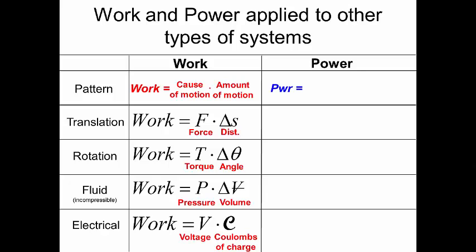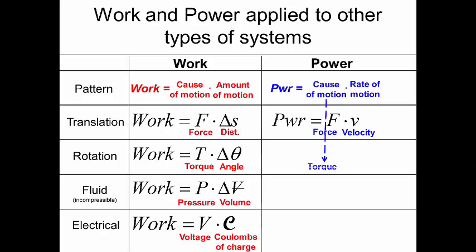For power, we look at the cause of motion times the rate of the motion that occurs. So for translation, the cause is a force, and the rate is a velocity. So power equals force times velocity. For rotation, again, the cause is a torque or a moment, and the rate of motion is an angular velocity. So power is equal to torque times an angular velocity.